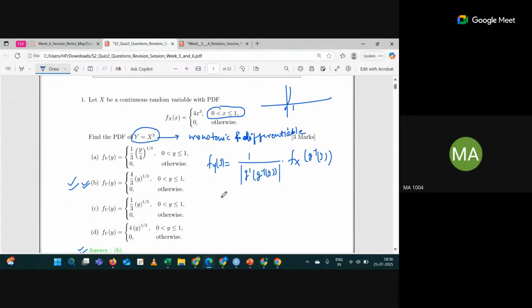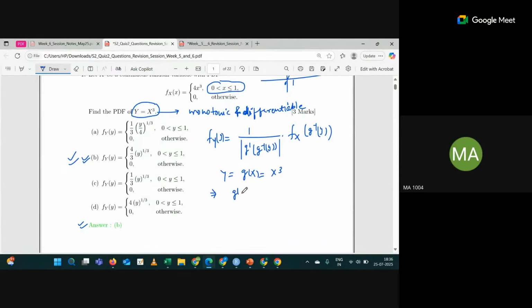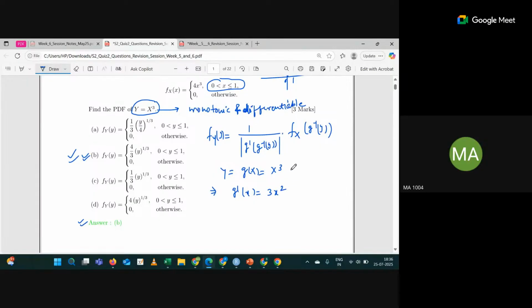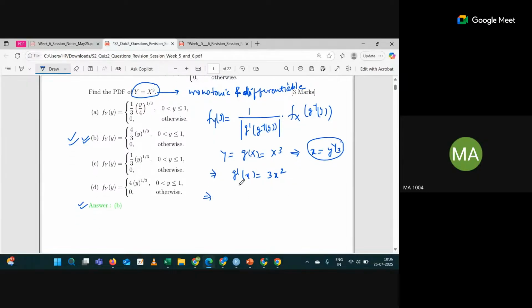Now, first of all, y equals g of x equals x cube. Then tell me what will be g dash of x? 3x square. Yes or no? And what will be the value of x in terms of y? It will be y raised to power 1 by 3, right? And g dash of x is 3x square. What will be g dash of g inverse of y?